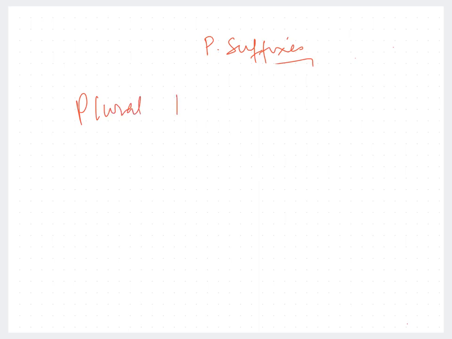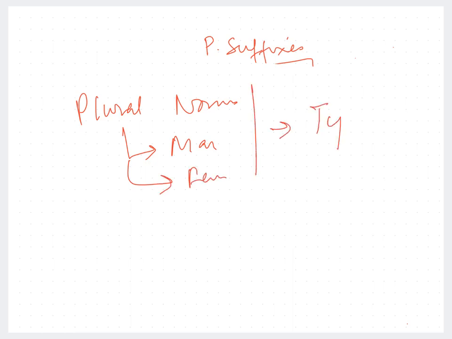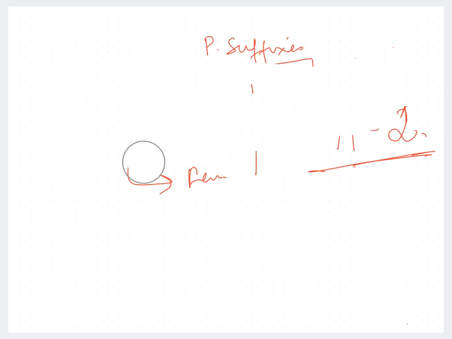Plural nouns, whether it's masculine or if it is feminine, will only take type 2. That means expect the yod always. Always. It can never take type 1. Never. So, let me show you an example. I'll show you two examples here.